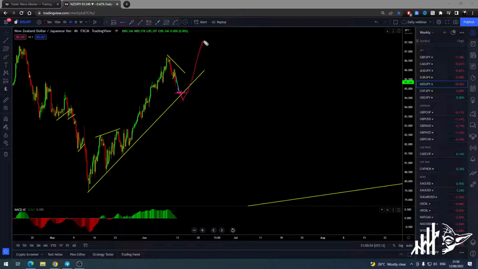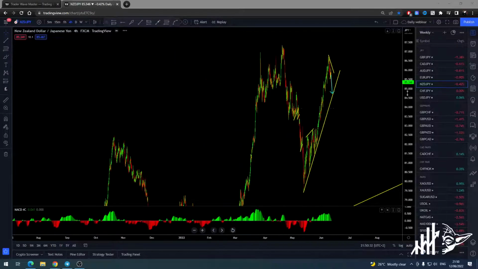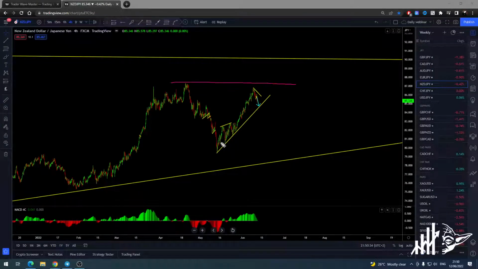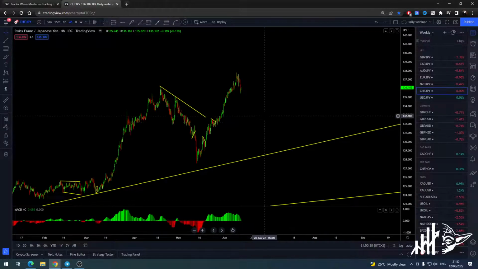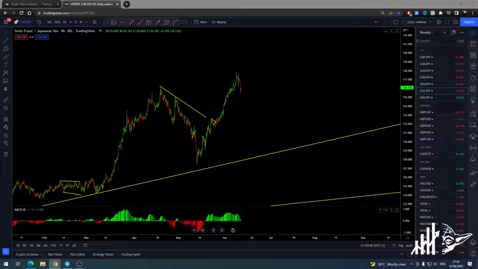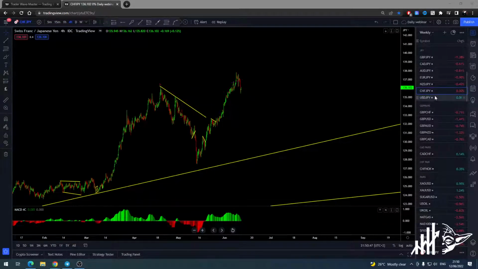If it doesn't break down aggressively, another leg higher will appear, breaking this top, even that one, and then it will go for the bigger flat over there. That's going to be the huge correction. Chief yen, nothing there. It's going to go lower, but I will not chase the chief yen as it stands right now. I really don't like it. That's really not a good-looking chart.